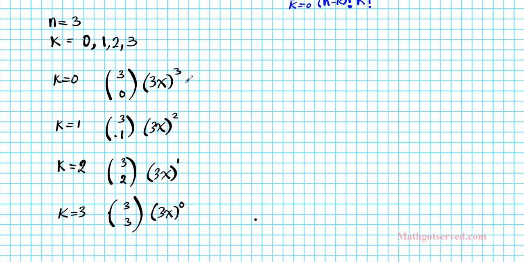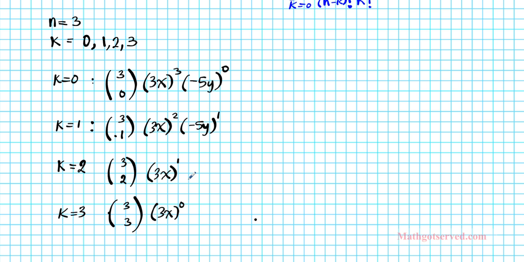And then for the b term, b always takes the value of k. So b is going to be negative 5y to the, what is k here? k is 0, to the 0. And then the next term, when k is 1, we're going to have negative 5y to the what?